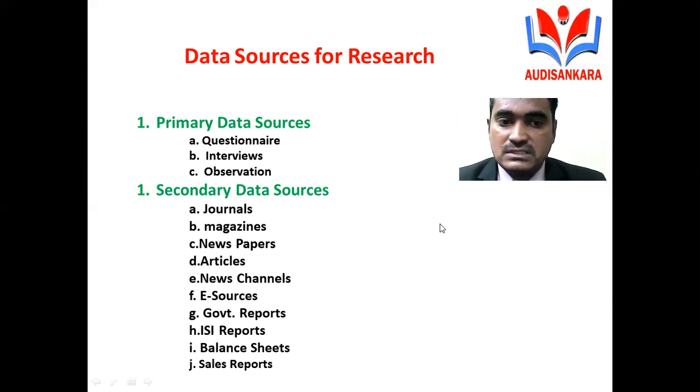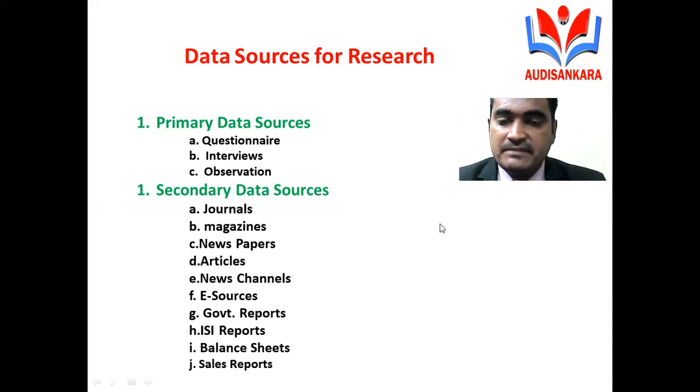The secondary data sources are numerous, like journals, magazines, newspapers, articles, news channels, e-sources, government reports, Indian Statistical Institution reports, balance sheets, sales reports, production reports, and profit and loss accounts, right? The national publications and international publications, and the conference proceedings, right? So all these are the various sources of secondary data.